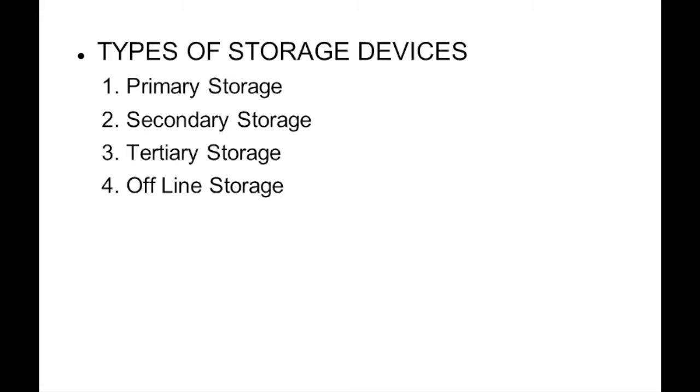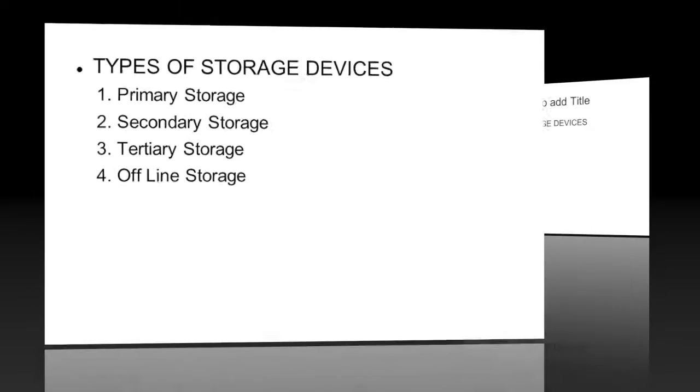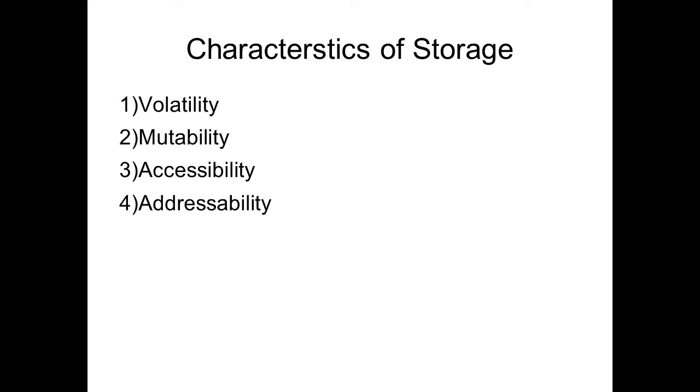And the last type of storage is offline storage. This is computer data storage on a medium or a device that is not under the control of a processing unit. The medium is recorded usually in a secondary or tertiary storage device and then physically removed or disconnected. It must be inserted or connected by a human operator before the computer can access it again, for example the pen drives. Now let's discuss the characteristics of storage.